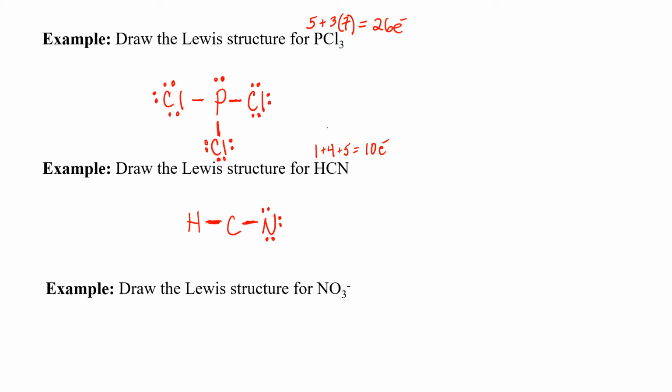Step 5 says, look at the central atom. Does it have an octet? Right now, carbon has 4 electrons. That's not 8. So what we're going to have to do is borrow electrons from a neighboring atom.